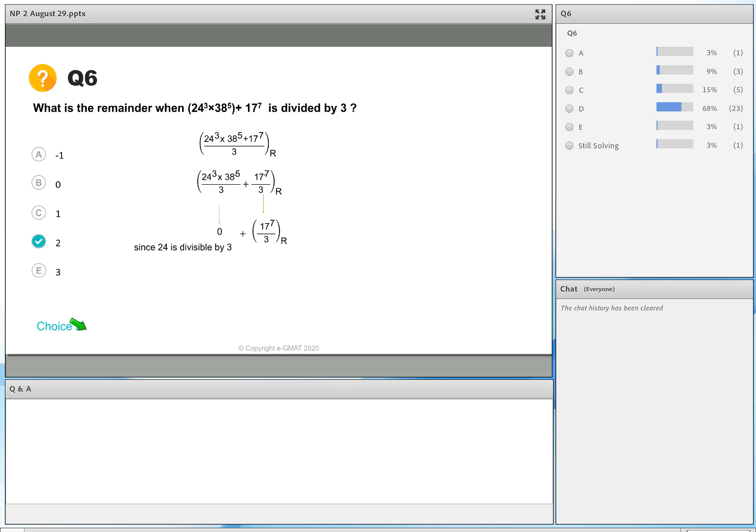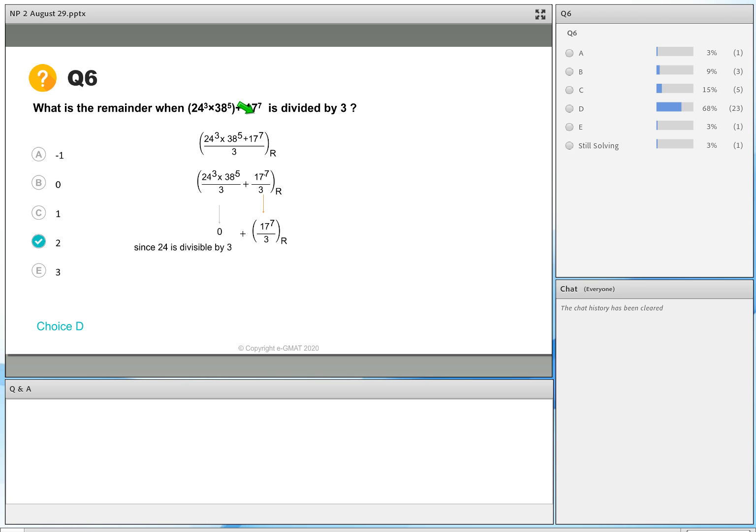Let's see. 24 is what you should have seen the moment it came, because this was very similar to a question you saw, that again you don't need to think about 24. When 24 itself is divisible by 3, then that multiplied with anything will also be divisible by 3. So this entire part is going to give you remainder 0. It's only 17 to the power 7 that you had to work with.